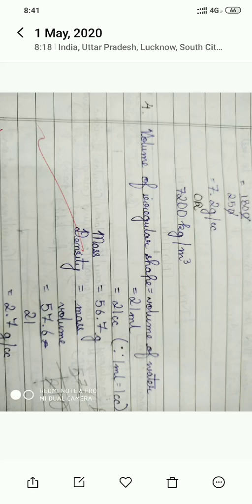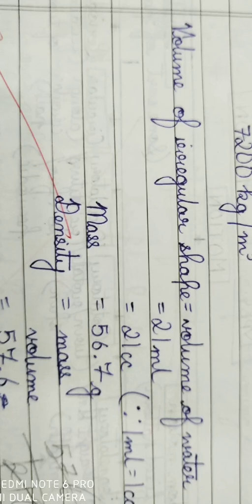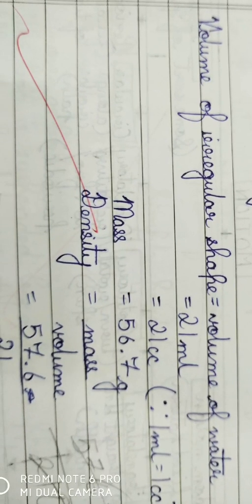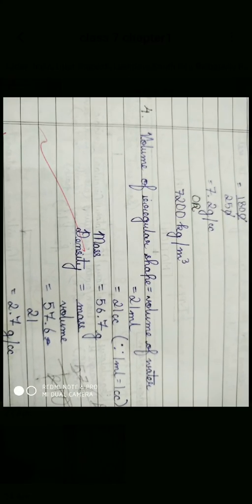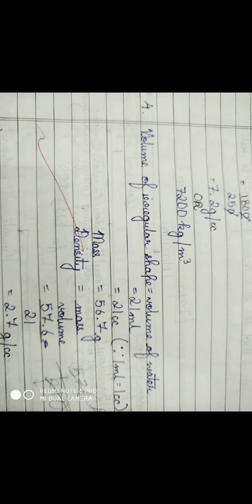See this solution over here. Volume of irregular shape is equal to volume of water displaced, that is 21 milliliter. Now because 1 milliliter is equal to 1 centimeter cube, this becomes 21 centimeter cube, and mass is given 56.7 gram. Therefore density is equal to mass upon volume. Put the values, find out the answer.